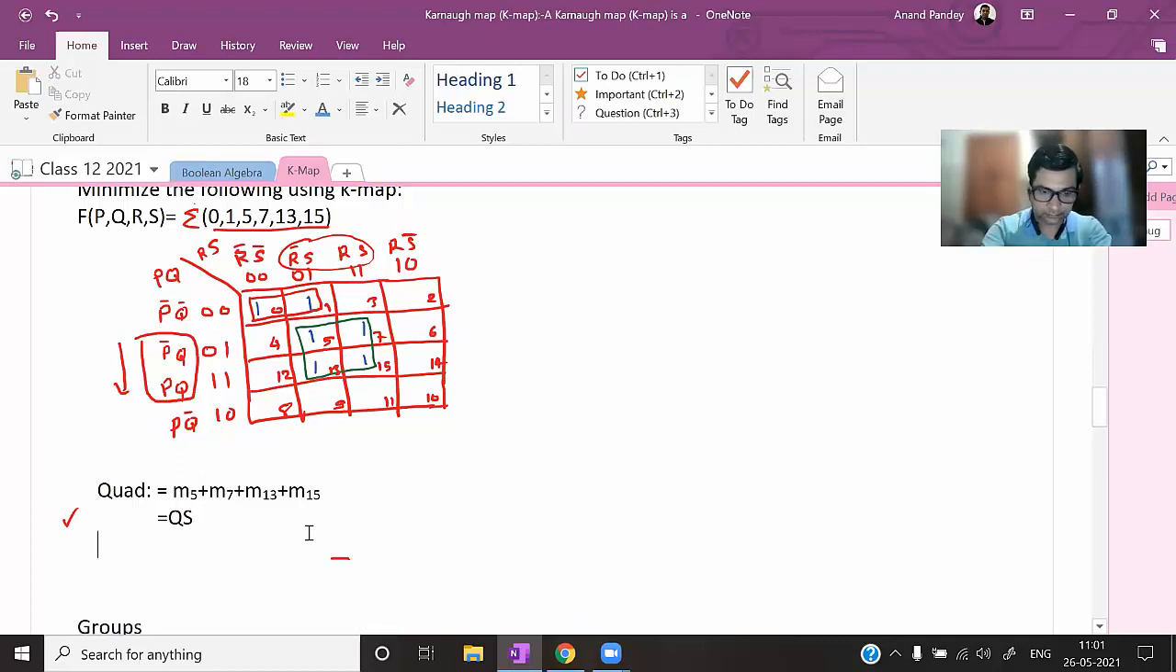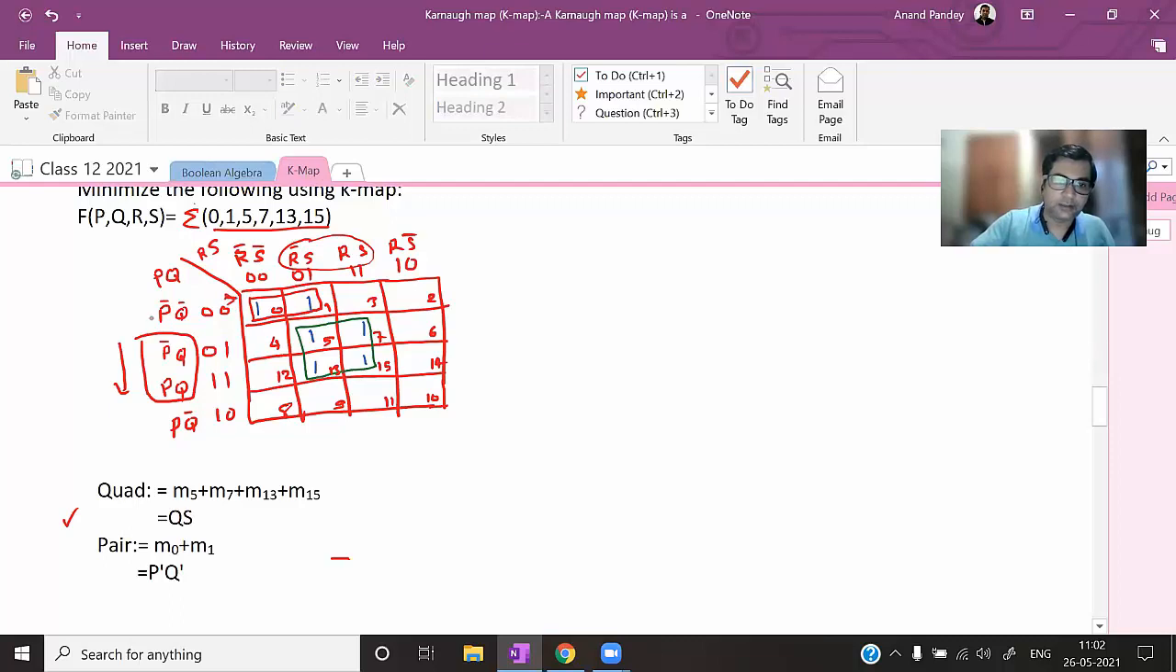Then the pair. What pair do we have? M0 plus M1. See, that pair is acquiring only one row, so we have to write it as it is. I'm writing here P dash, Q dash. You can see this pair is acquiring only one row.